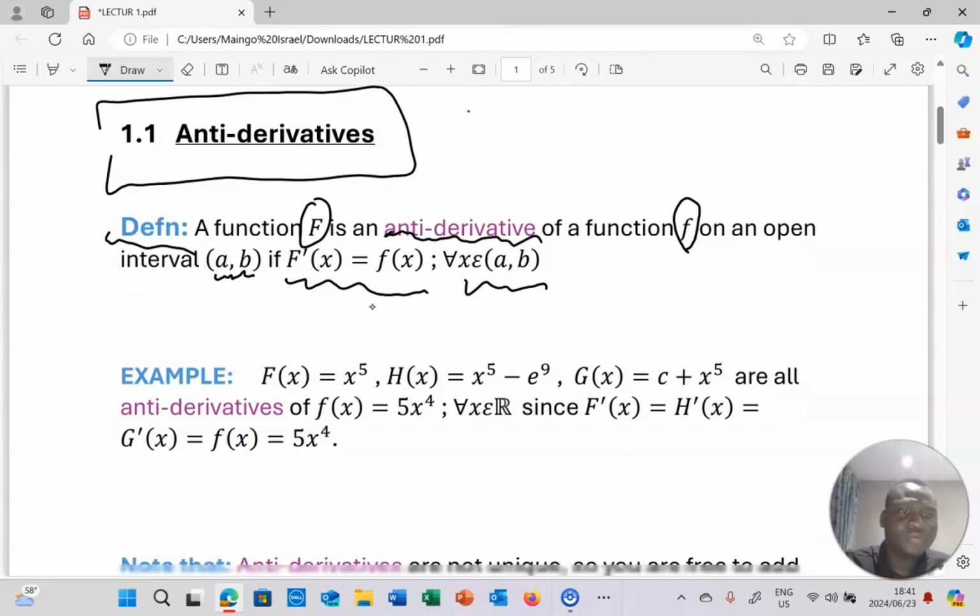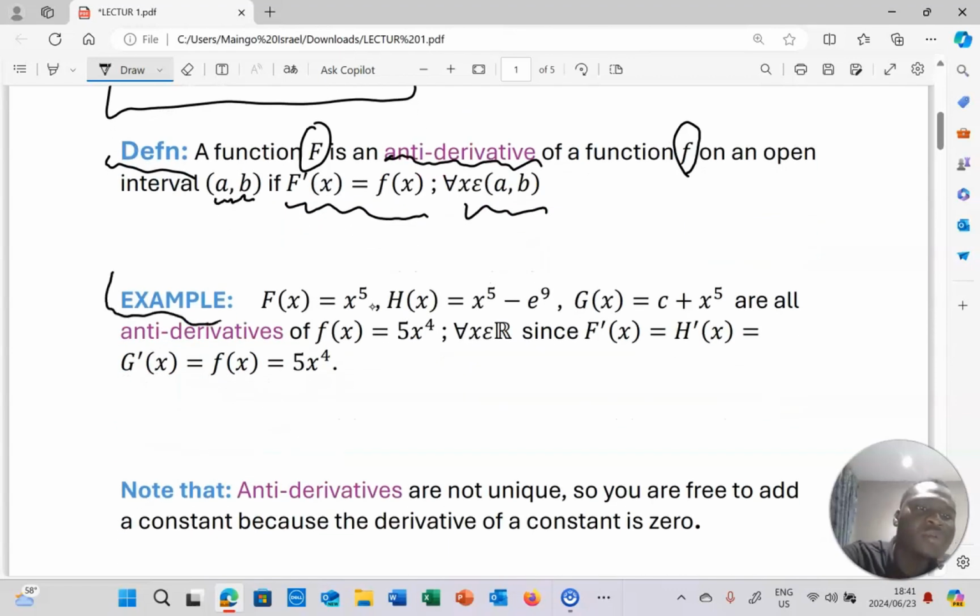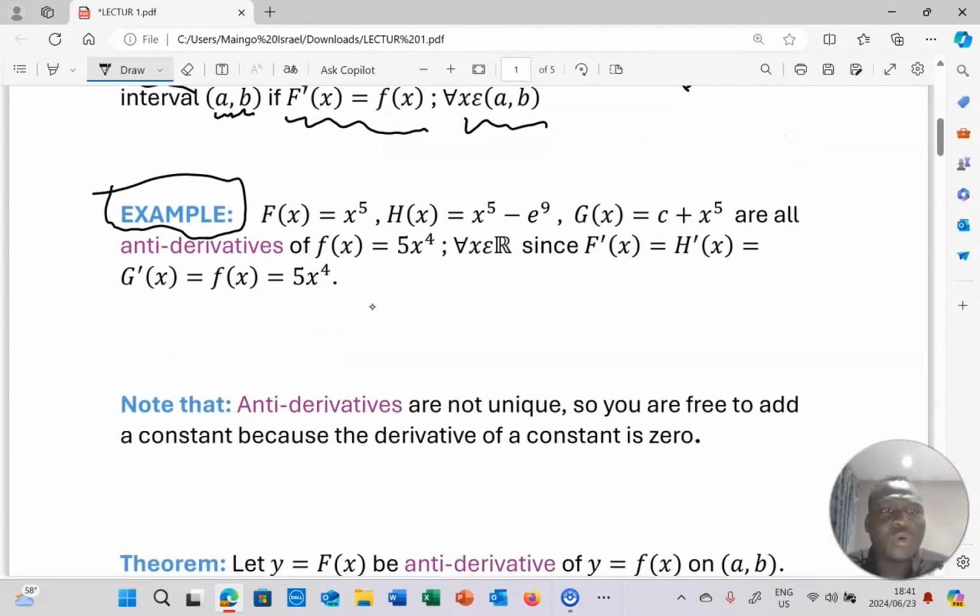So for an example, we have F of x equals x to the power 5 and H of x equals x to the power 5 minus e to the power 9 and G of x equals a constant c plus x to the power 5. These are all antiderivatives of f of x equals 5x to the power 4 for all x belonging to the real numbers. Why?